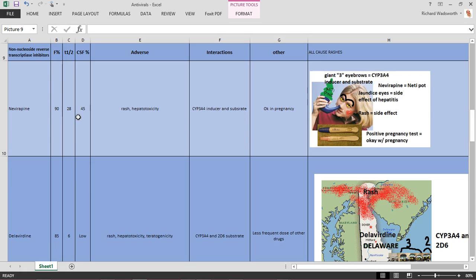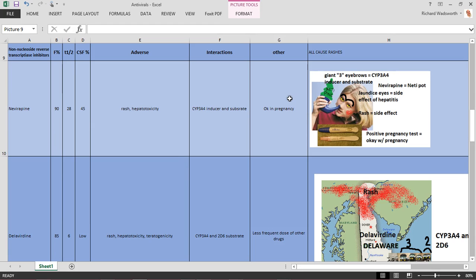And 90% bioavailability, half-life of 28 hours. CSF is 45%. Adverse effects, rash, and hepatotoxicity. I was trying to think of how to represent hepatotoxicity. I know sometimes if people get such a destroyed liver that they can get jaundice. So I drew her eyes yellow on this to show that she's got hepatotoxicity, killed her liver, and now she has jaundice. So that represents hepatotoxicity. The rash, I put some red on her cheek for a rash. Just imagine this picture, the neti pot, neti pine, nevirapine.